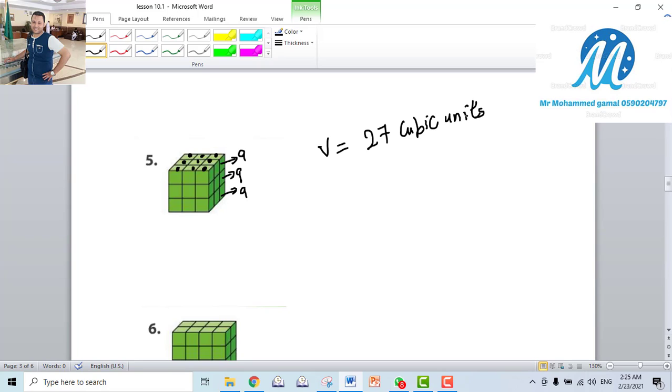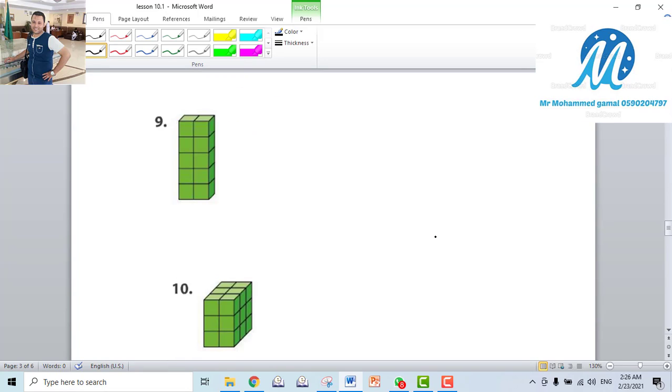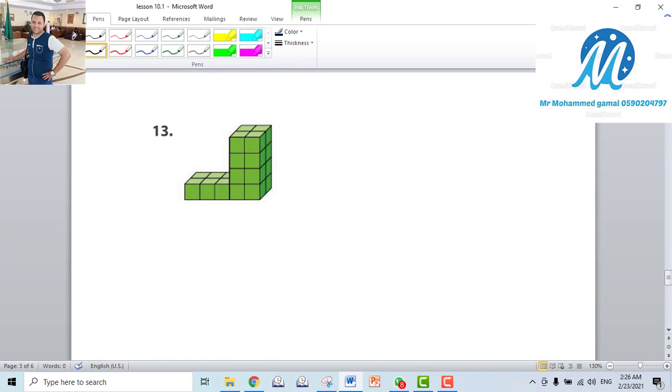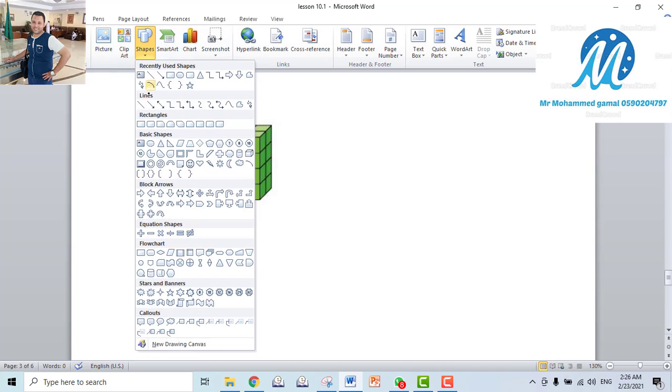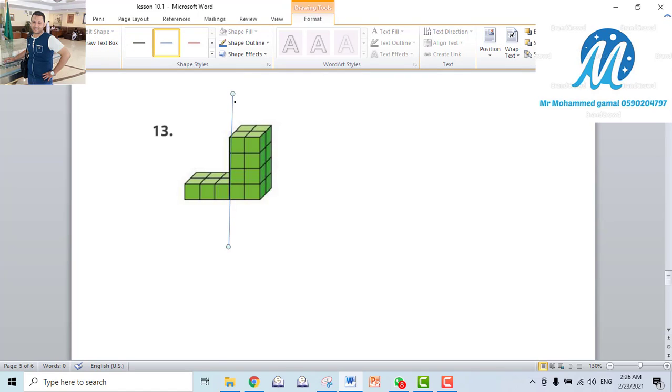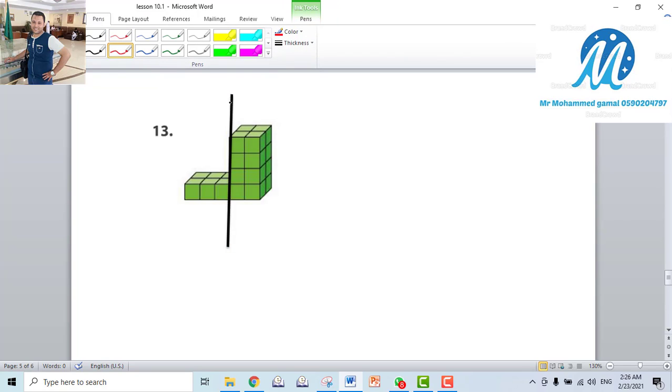All of the lesson is about just counting this way, but some shapes are a little bit confusing, like in question number 13. In question number 13, to solve it, just split the shape. Let's split it, yes, here, like this. Let's move it. Yeah, here we split the shape into 2 parts.